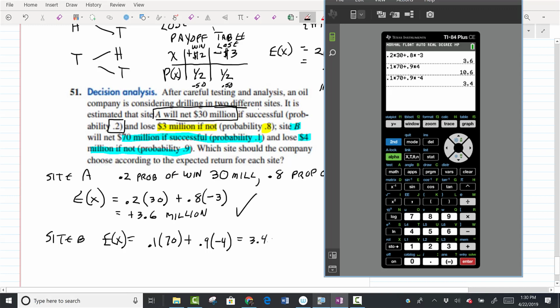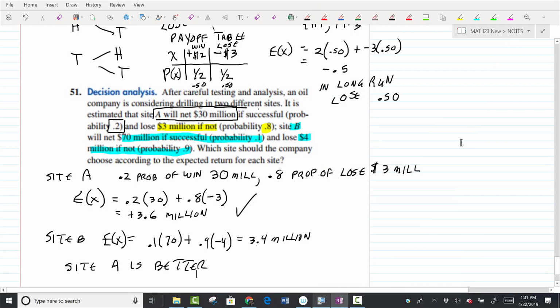Okay, so which company are you working for, A or B? Or which site? Yeah, you want to go with A. Okay, so again, this one gains 3.4, so site A is a little better. Okay, so that's the idea. That's just an illustration of how you can compare expected values on two things. Okay, so that's how that goes.